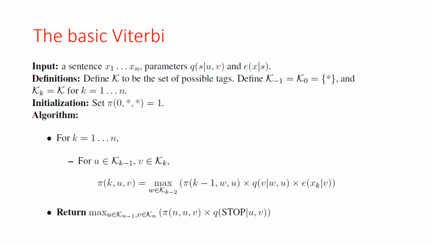Here we have the pseudocode for the basic Viterbi algorithm that puts all the previously explained ideas together. So the algorithm takes a sentence x_1 up to x_n and the parameters q and e. So this q is a conditional probability of a tag s given tags u and v, and the emission parameter is a conditional probability of a word x given the tag s. The algorithm returns the maximum probability of a sequence that ends with tags u and v at position n.